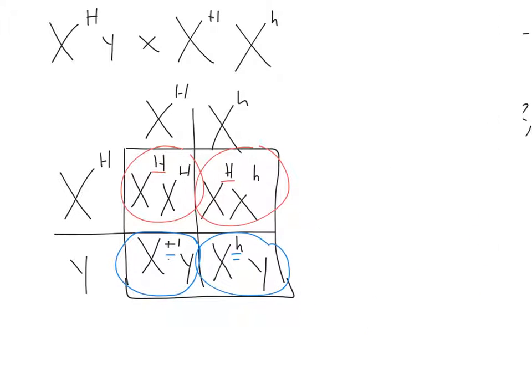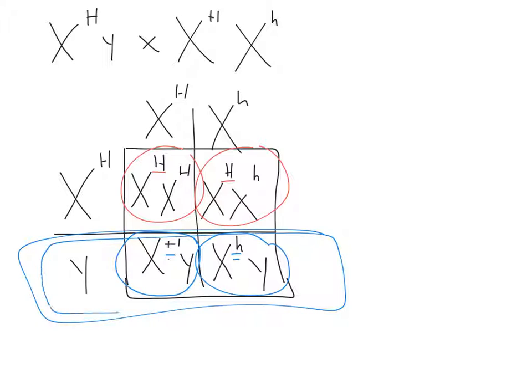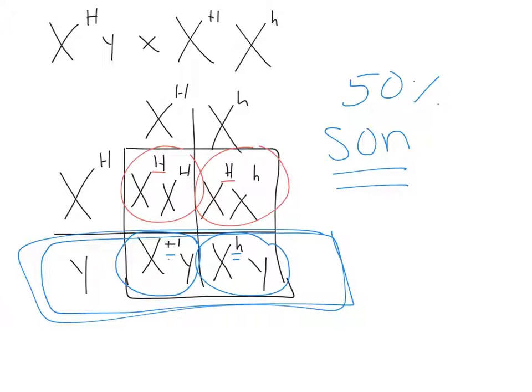The second part of this problem is asking about the chance of their son having hemophilia. Because we're just talking about their son, we're going to focus on the bottom 2 boxes. So we know that they have a son. Out of those 2 possibilities, one of those boxes has a child with hemophilia, which means that there's a 50% chance that their son will have hemophilia.